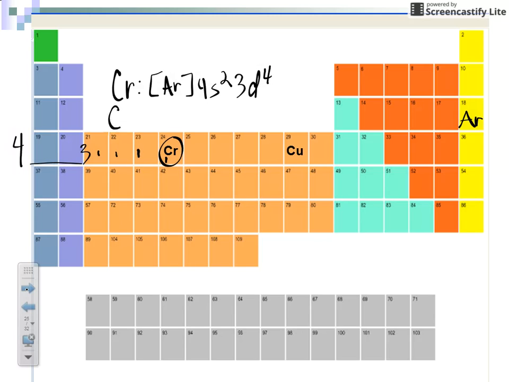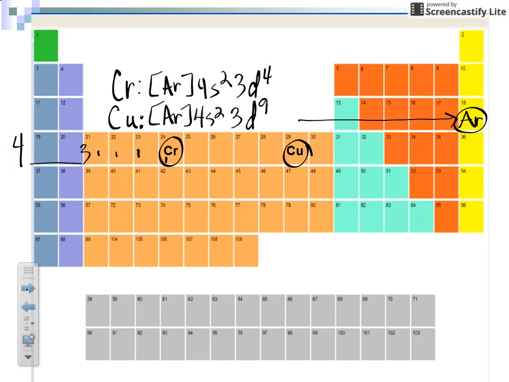Do the same thing for copper. Okay, here's copper. So same thing, going to the period above and go to the noble gas. Put the noble gas in square brackets. Argon in square brackets. 4s2, and now we're going to go 3d9. Hopefully that's what you got for your electron configurations for copper and chromium.